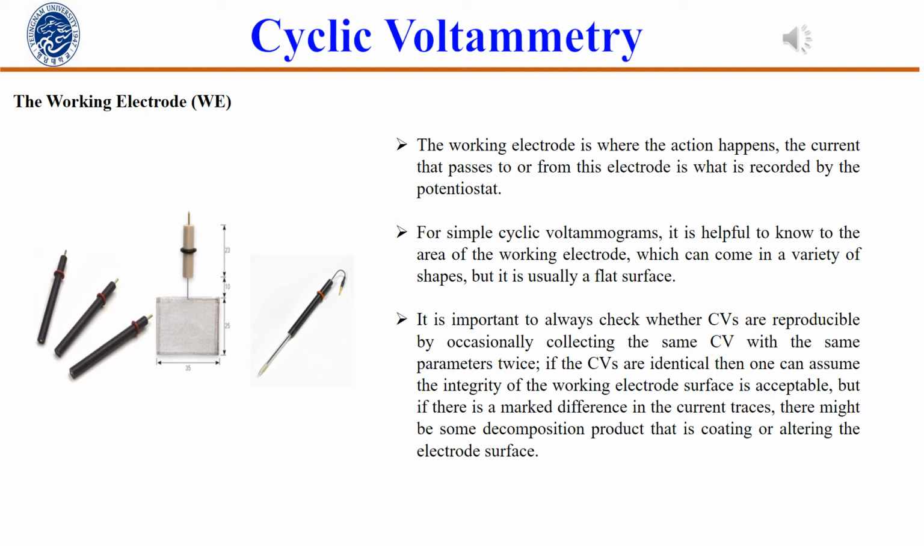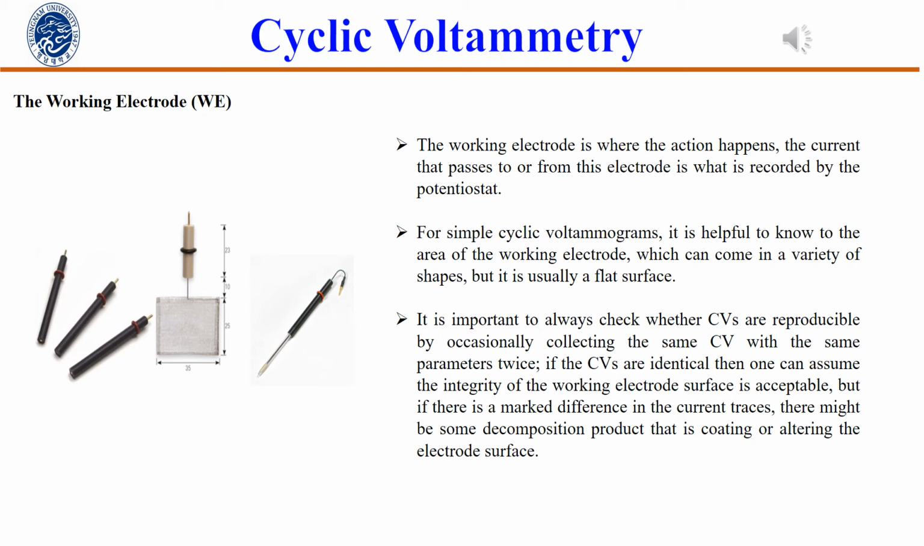If the CVs are identical, then we can decide that the working electrode is good. But if there is some difference between the obtained CVs in the currents, then there might be some decomposition that is coating or altering the electrode surface. The working electrode carries out the electrochemical action.